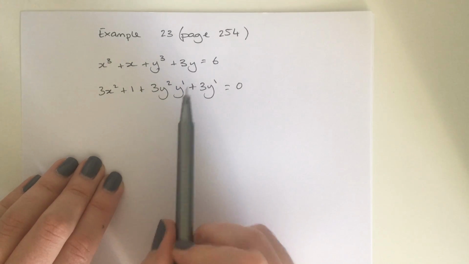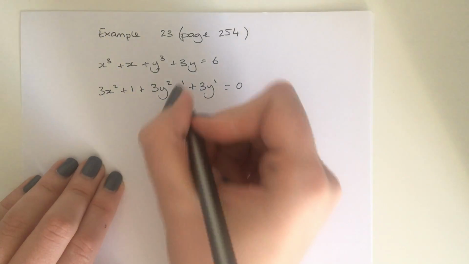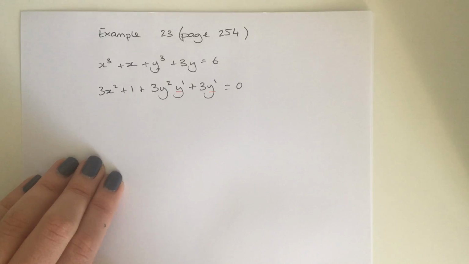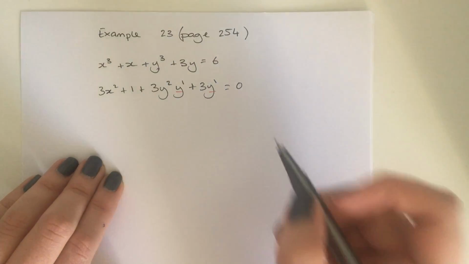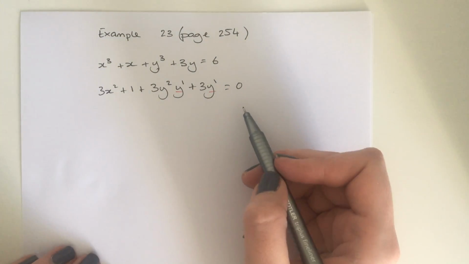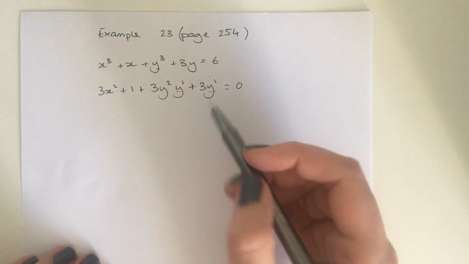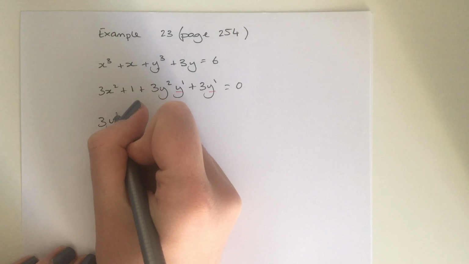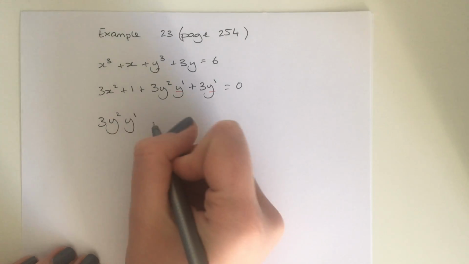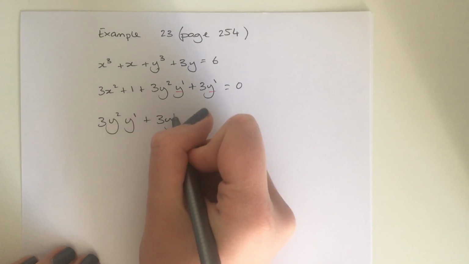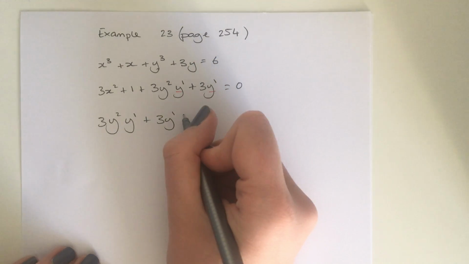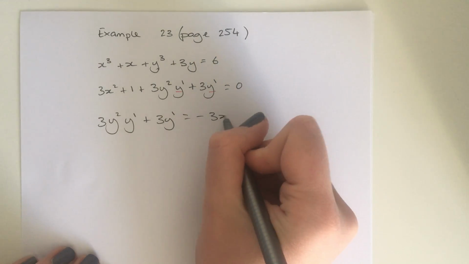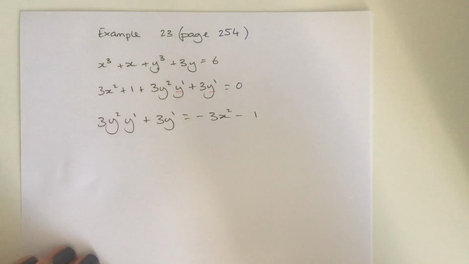I want to get dy by dx is equal to something, so what I need to do now is get all my terms that don't have this y dash in them and put them onto the other side of my equation, and then factorise out my y dash so I can get y dash is equal to something. 3y squared y dash plus 3y dash, that's these two terms, is equal to minus 3x squared minus 1.